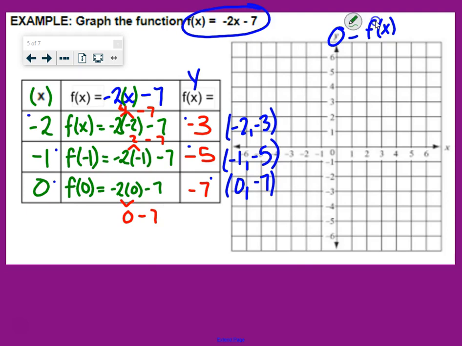So on our graph, we'll plot negative 2, negative 3, which we go to negative 2 on our x-axis and negative 3 on our y-axis. So it'd be right there. Then we do negative 1, negative 5, which would be negative 1 on our x, negative 5 on our y. Put a point where they meet. And lastly, 0, negative 7. So 0 on our x. We just are on our y-axis, and we go down to negative 7, which would be right there. Connect those points, and they make a nice, pretty straight line.